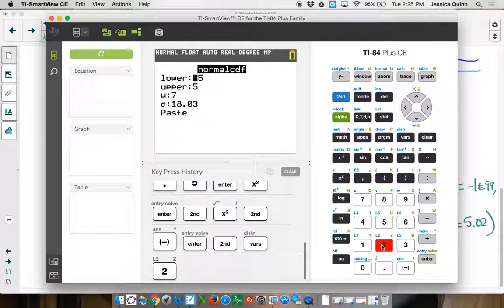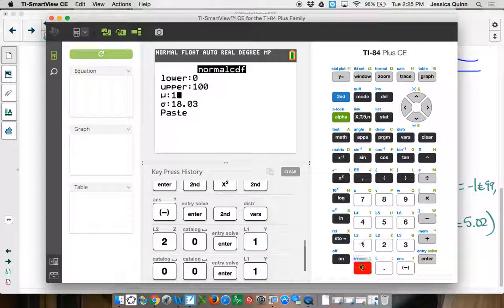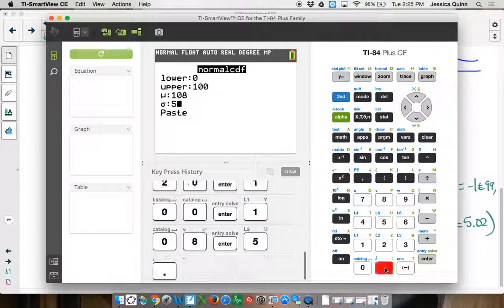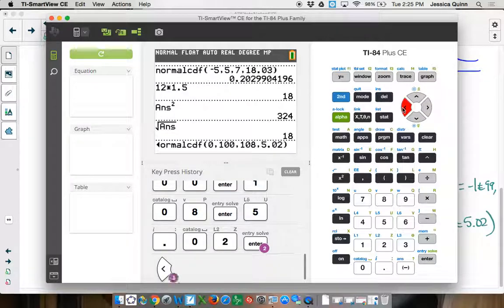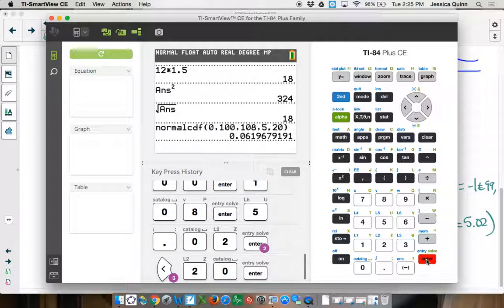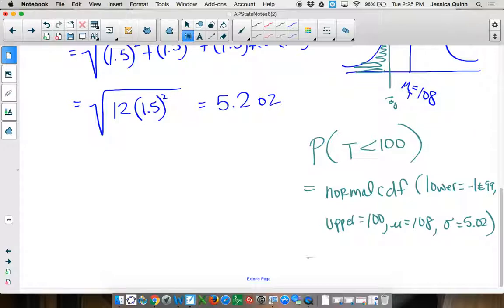Is it 6? I'm gonna put 0. Let's see what happens. 100? 108? 5.02? I think it's 5.2. Oh, yeah, it is 5.2. Okay, thank you. Yeah, you're right, sorry. So, 0.06. I got the same. It's the same. Yeah. Okay.